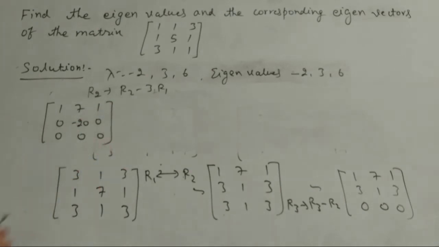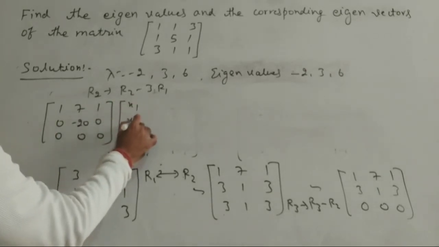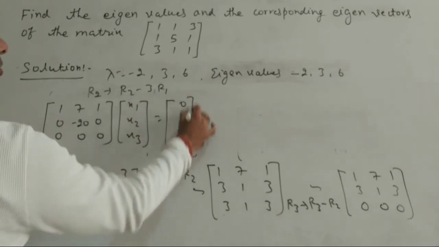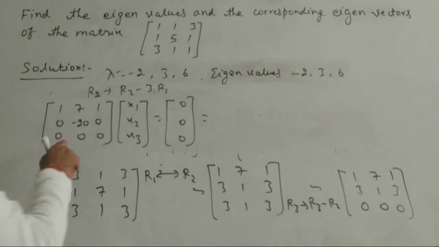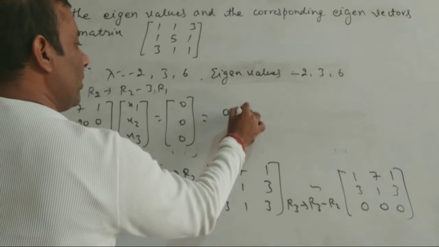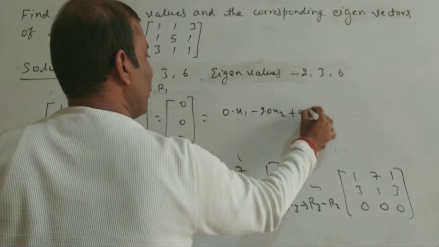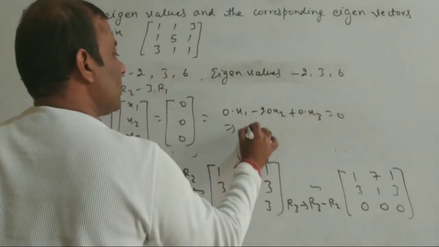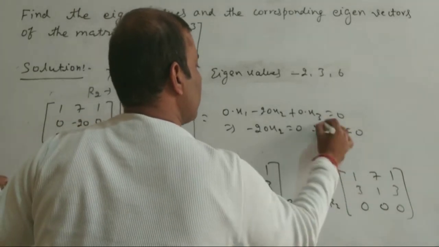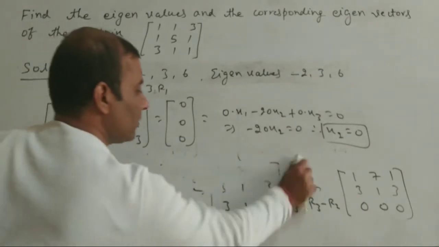Now when you solve this equation, put here x1, x2 and x3 equals to 0, 0, 0. Then from the second equation, that is 0 into x1 minus 20 into x2 plus 0 into x3 equals to 0. So this will give you minus 20 x2 equals to 0. That is x2 equals to 0. One value is 0.